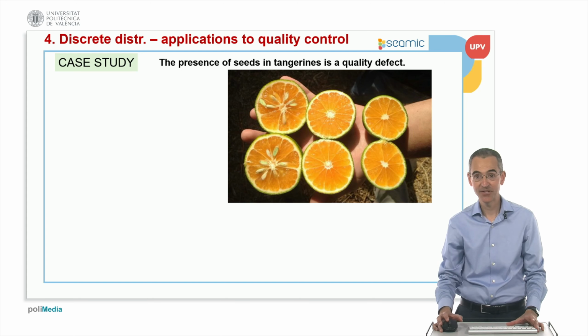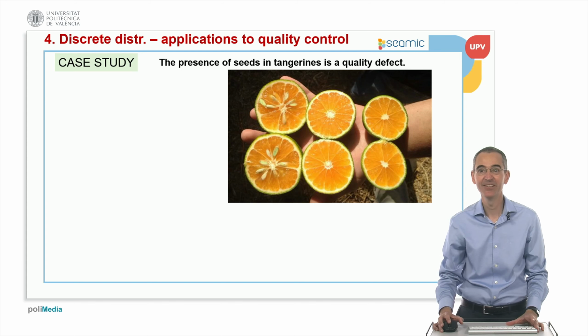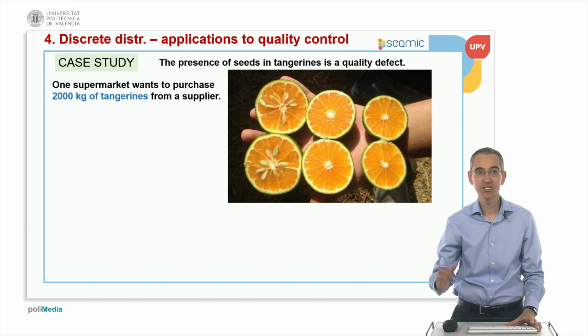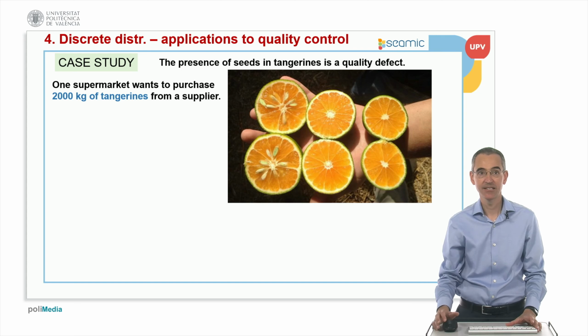Imagine that we have tangerines, and one of the quality problems is the presence of seeds that probably we all have found in some cases. Sometimes we have seeds and this is a problem for the quality. This is something that we don't want to happen. So imagine that we have a supermarket that wants to purchase, let's say, 2,000 kilos of tangerines from a supplier. We call this a batch or a lot, a big amount of this product.